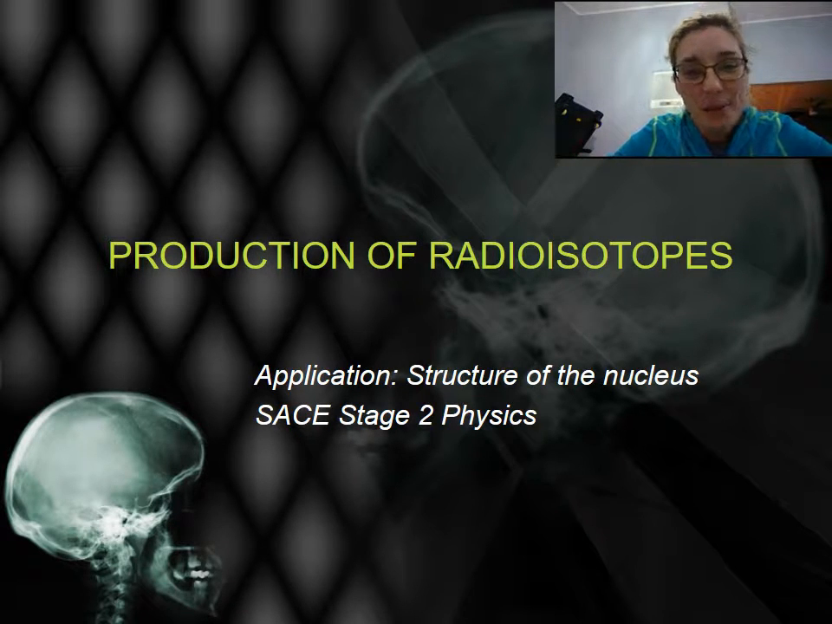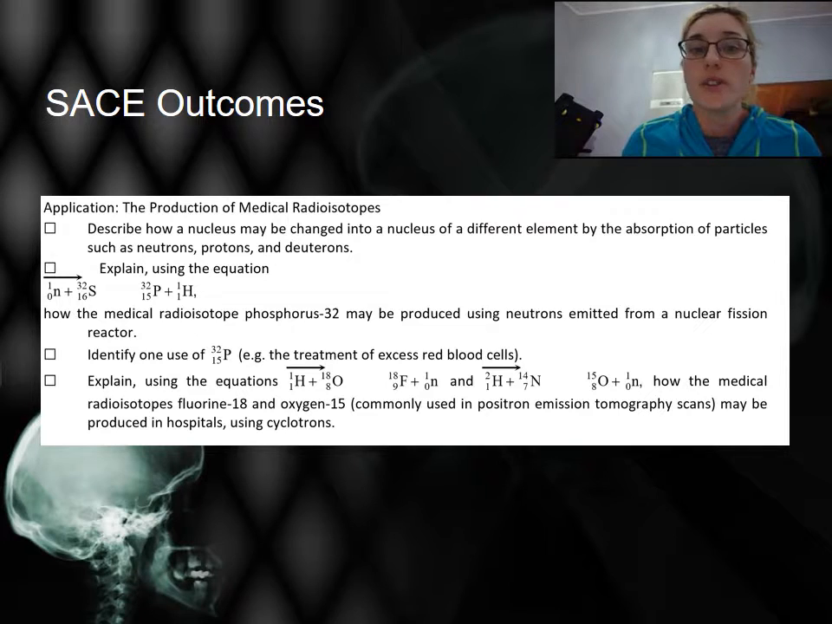Hi everyone. So today we're going to be having a look at the application for our structure of the nucleus section, and we're going to be looking at the production of radioisotopes. There are 4 outcomes related to this topic of radioisotopes, and we have to have a look at the nucleus and how it can be changed by the absorbing of different particles, and be able to explain using the equation down below about phosphorus 32 and how it's produced, and also looking at the uses for a particular isotope of phosphorus, and have a look at some more equations and look at the production of different isotopes and how they're used for hospitals.